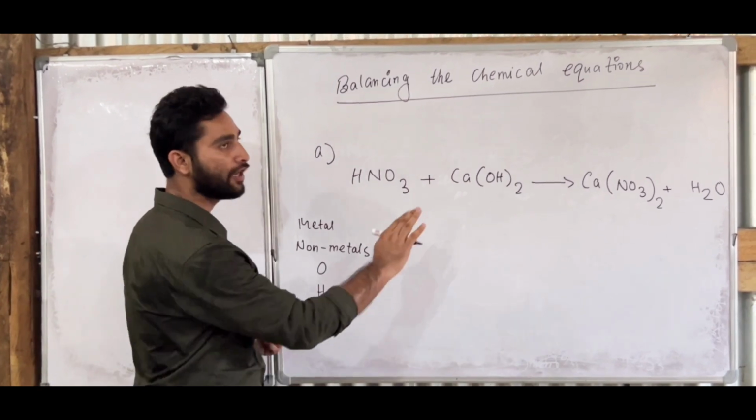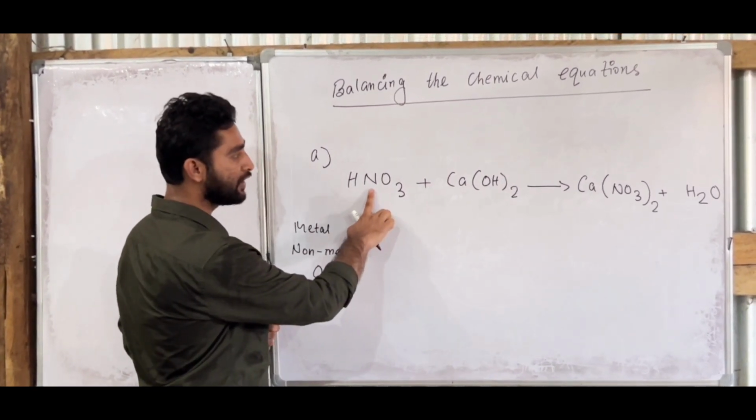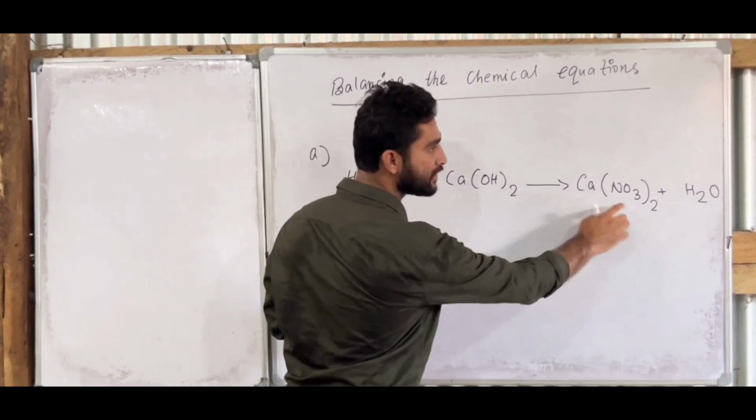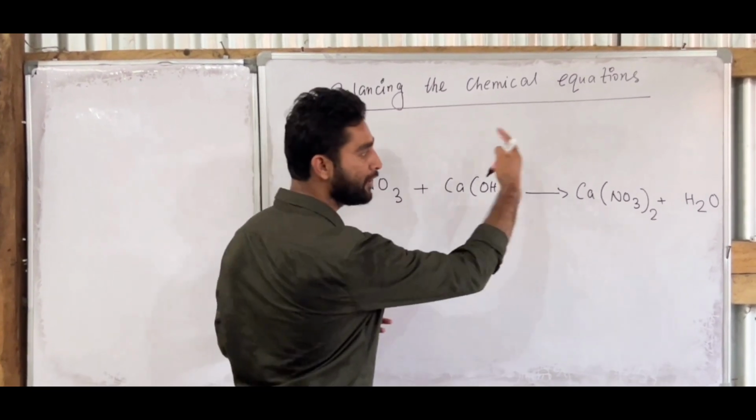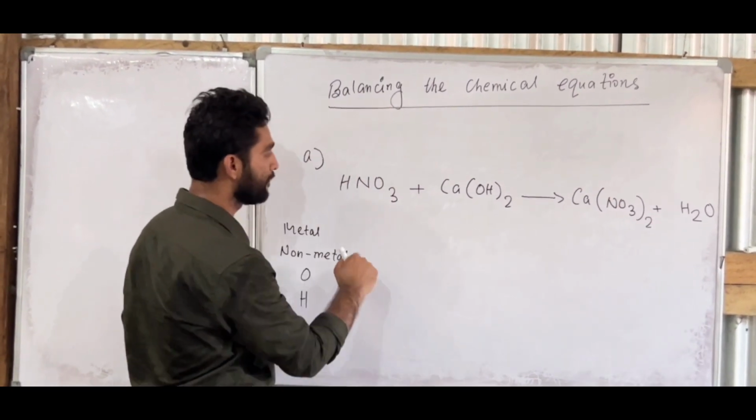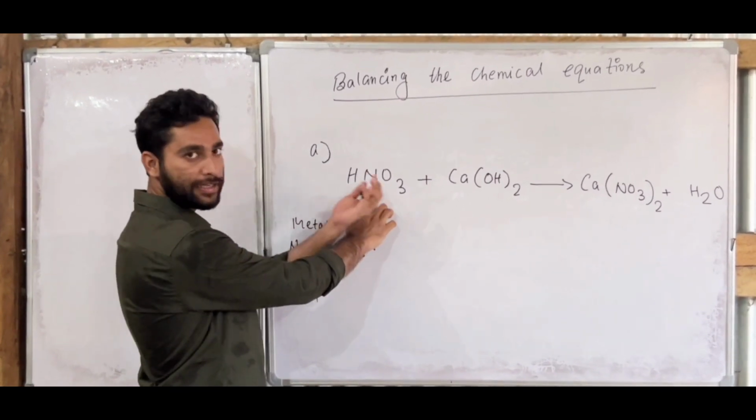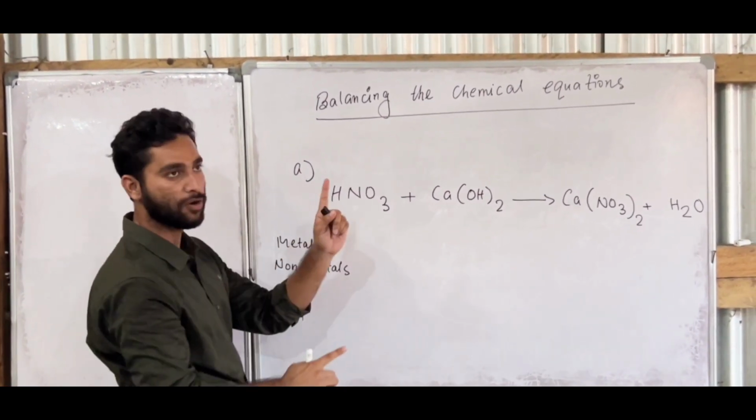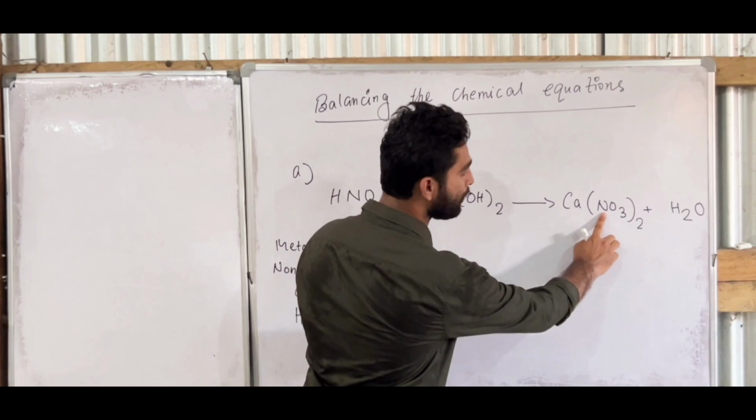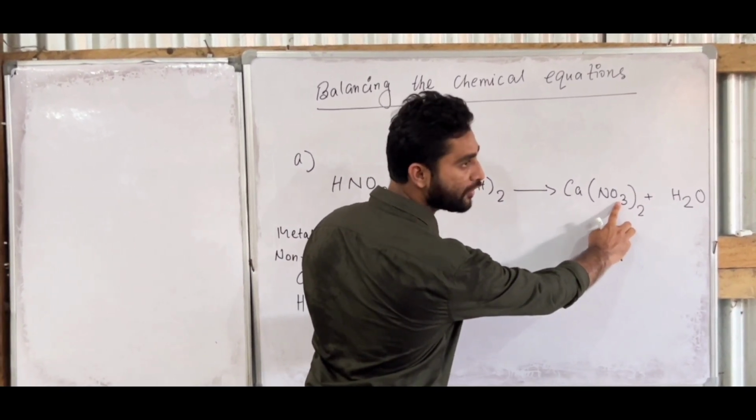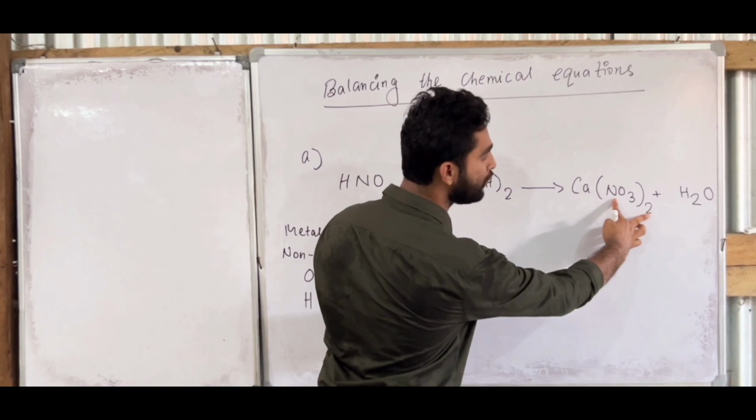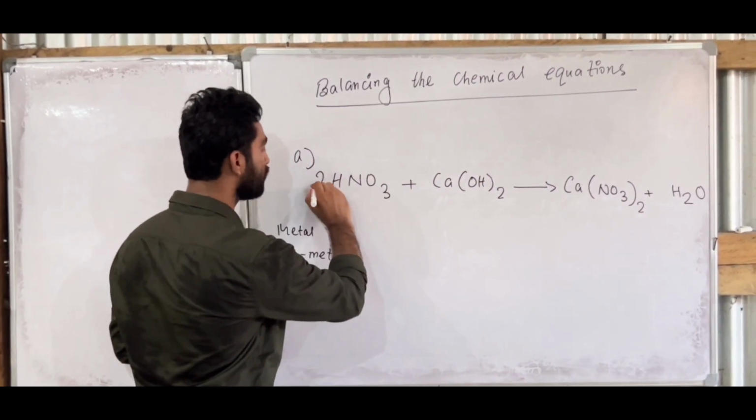Now you see the non-metals. Here nitrogen is the non-metal, this side also nitrogen is the non-metal. Now count how many nitrogen are present on the left hand side and how many on the right hand side. Here in the reactant side the number of nitrogen is 1. But here what is the number of nitrogen? Here 2. This 2 is common for both nitrogen and the oxygen, okay? So here nitrogen is present 2. So now here you put 2.